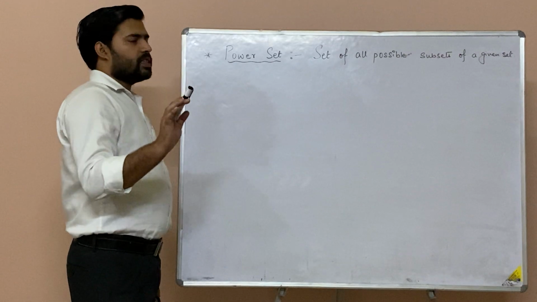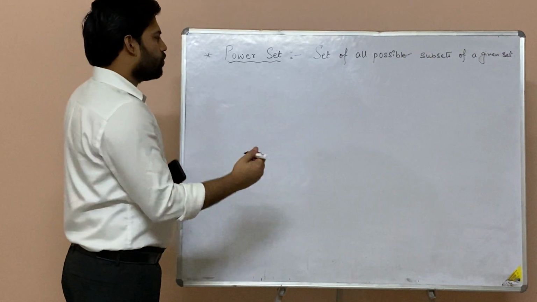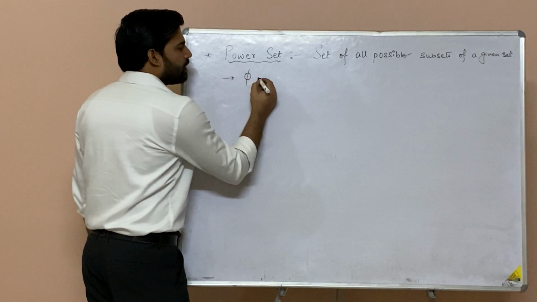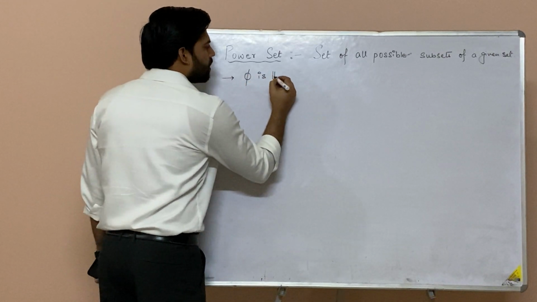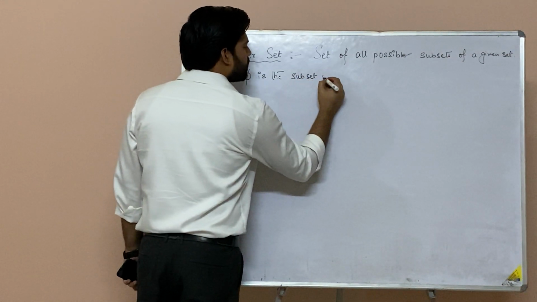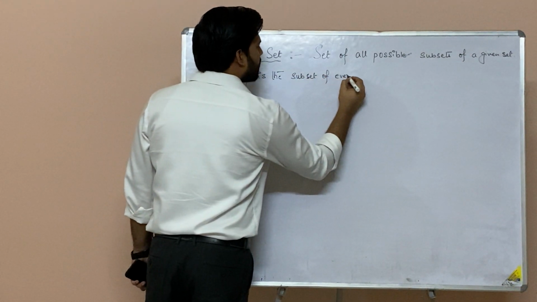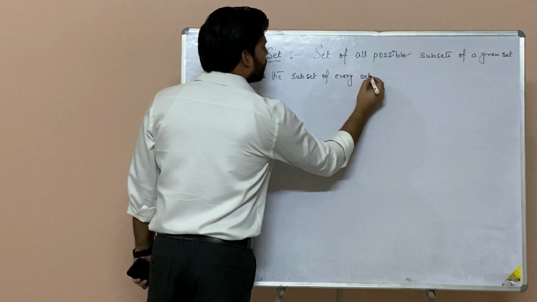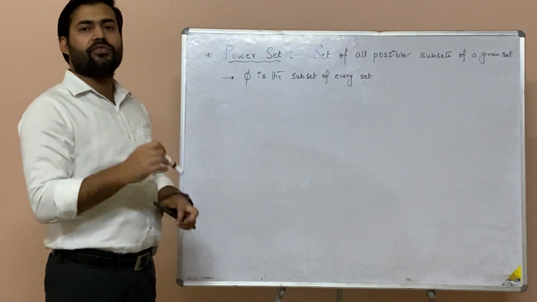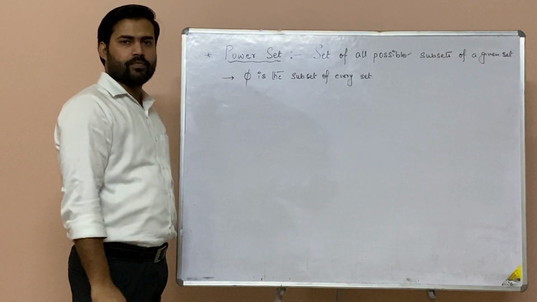Now, for this, you have to note down certain things. The first thing is that phi is the subset of every set. Every set has got phi as its subset.